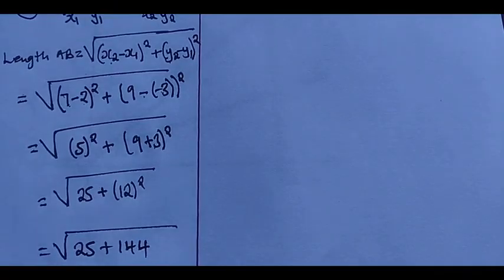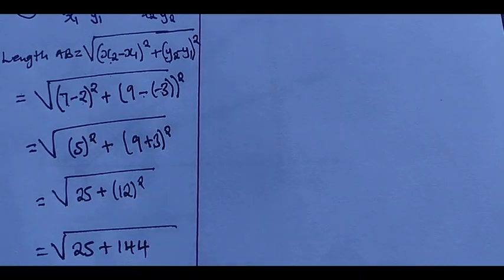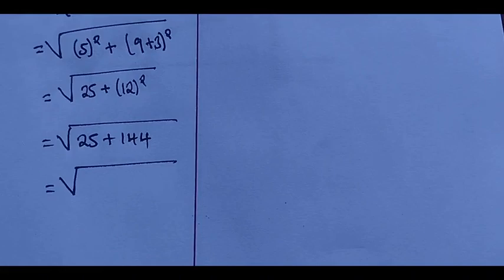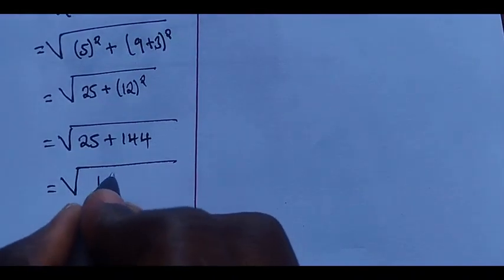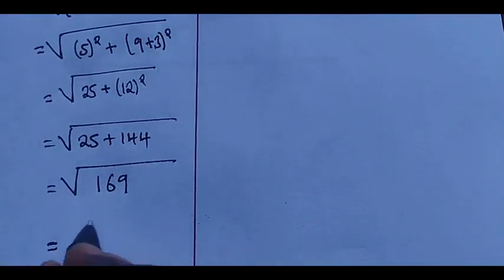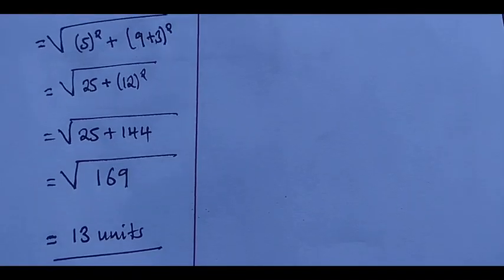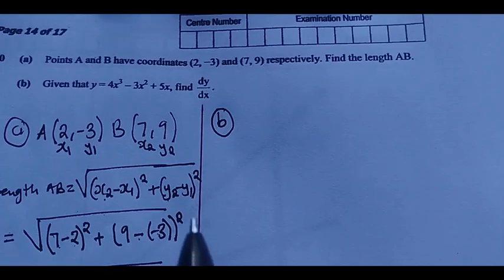144 equal to, so it's just a matter of adding. 144 plus what? 25. So what do you get when you add this? 25 plus 144, you're going to get 169. So what is the square root of 169? It's 13. So since it's distance there, let's just put 13 units as our answer. Okay, so this is our answer. All right, so we now come to question B.